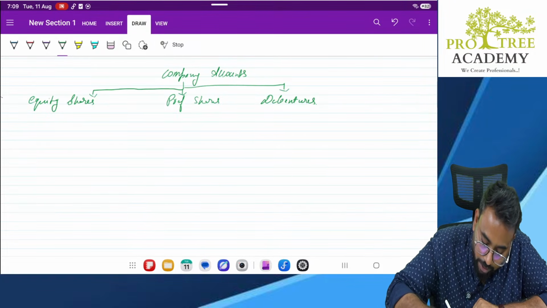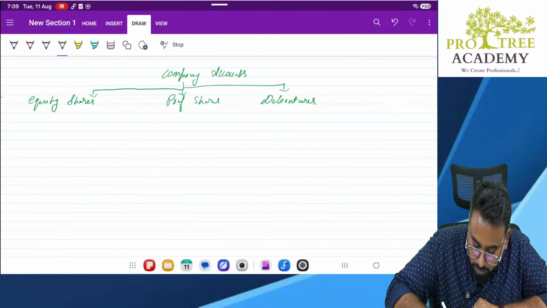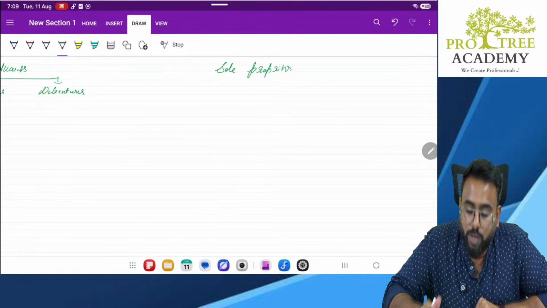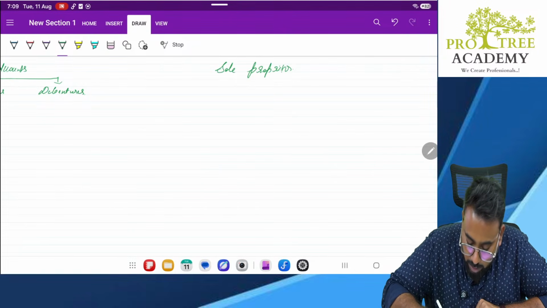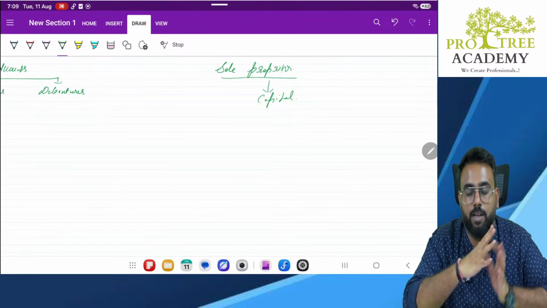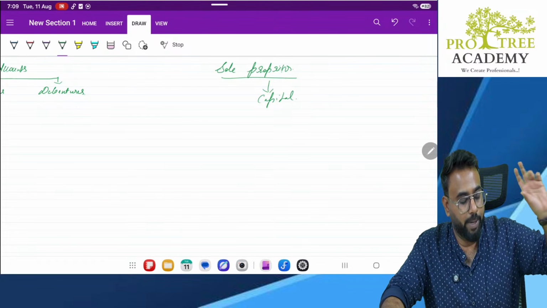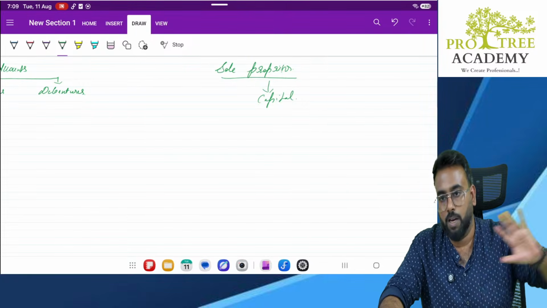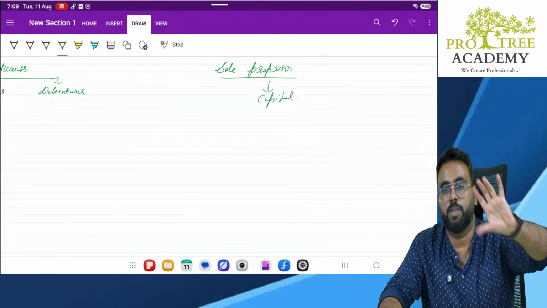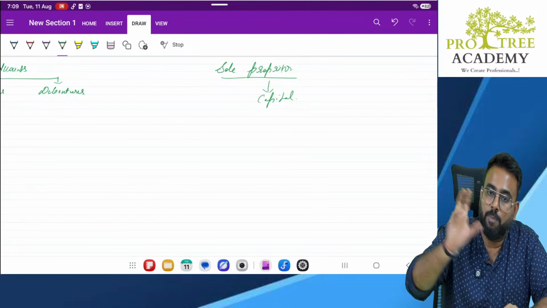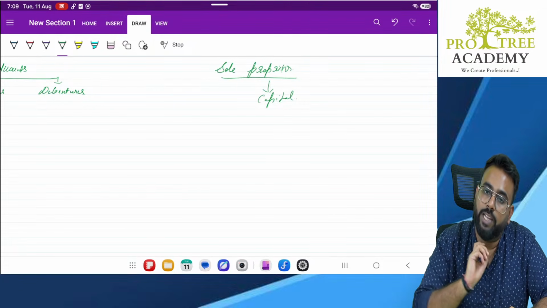Now, when we spoke about sole proprietor, how was his ownership shown? His ownership was shown as capital account. That means whatever capital balance was there, that was his ownership rights. Whatever is the balance in the capital account, that shows that much amount of money has been invested in the business by the owner.